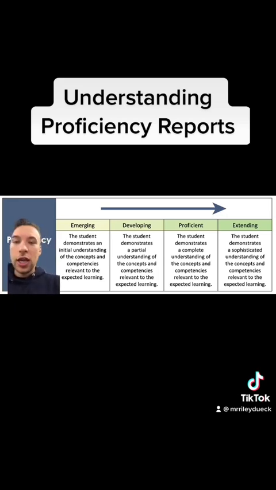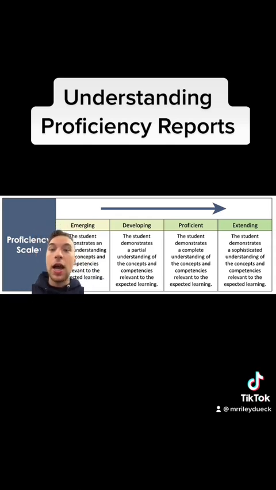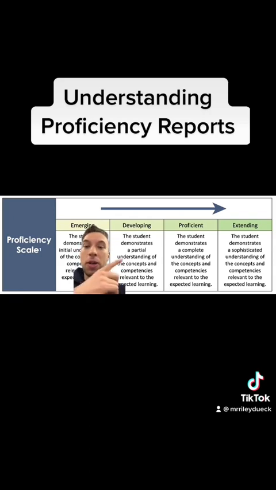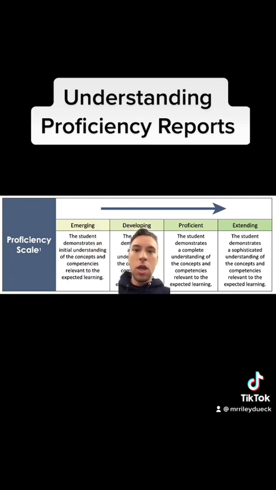So emerging, this would be the student that can say, I'm still learning this, initial understanding. Developing would be the student that has a partial understanding, which means I can do some of this when I think about the goal. Proficient would be, I've got this, or I can do this. This is an accomplishing area.